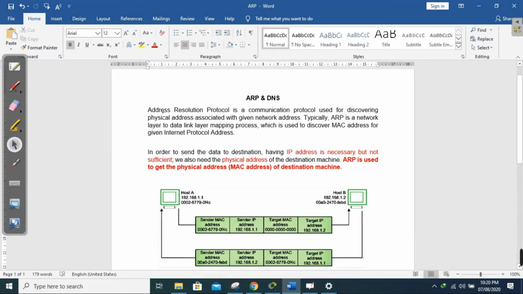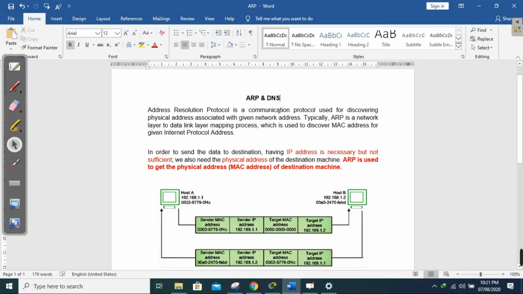So basically, what is Address Resolution Protocol? Address Resolution Protocol, or ARP, is a protocol by which we can find the physical address using the network or logical address. There are basically two types of addresses in terms of the internet. One is called the physical address and the other is called the logical address. The physical address is usually known as the MAC address, and the logical address is usually known as the network address or the IP address.